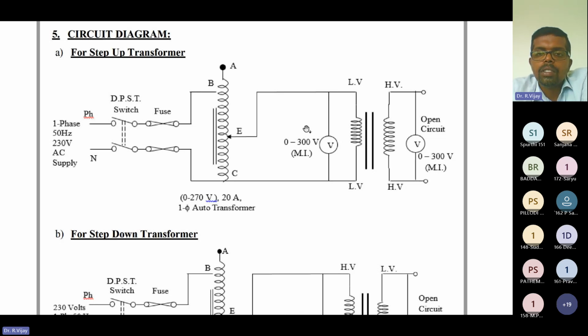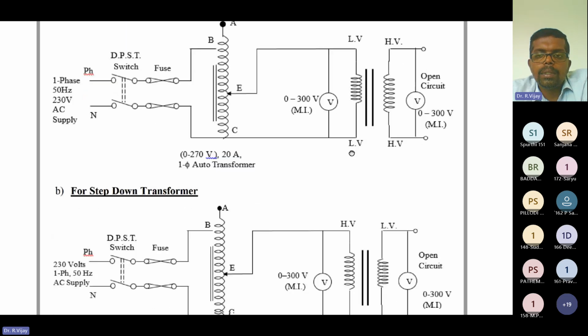We connect a voltmeter across the phase and neutral, of 0 to 300 volts. Why 0 to 300 volts? Because here you are giving 230 volts. That is connected to the step up transformer. As I said, for example, this is 100 volts and this is 200 volts, so it is a step up transformer. Here we connect one more voltmeter for measuring the voltage coming over here.